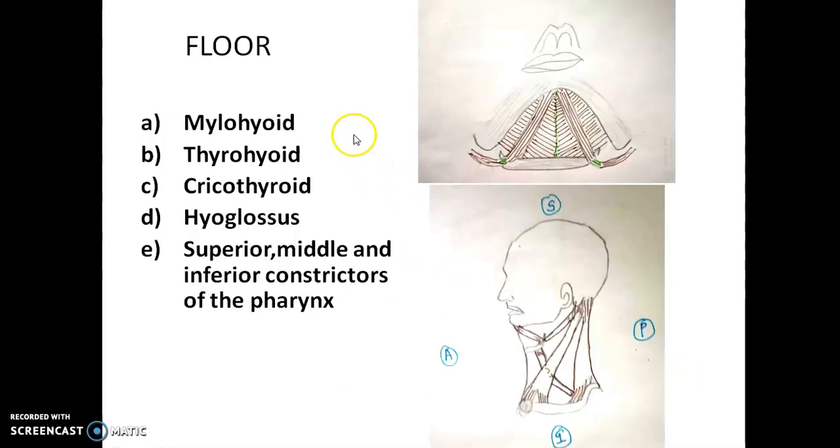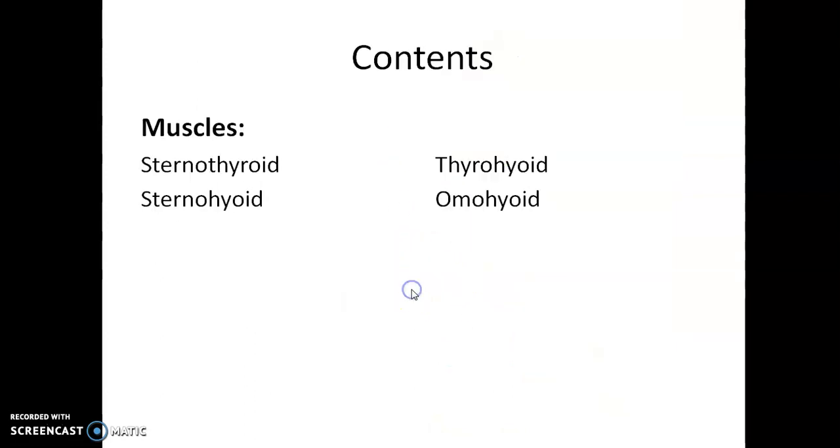Coming to the floor, this floor is the entire anterior triangle. I am telling it again: mylohyoid muscle, thyrohyoid, cricothyroid, hyoglossus from hyoid to the tongue. And then there will be 3 muscles covering this tube called pharynx. From above downwards, like one cup being placed into another, there will be 3 muscles: superior, middle and inferior constrictors of pharynx. All these form the floor of the anterior triangle of neck.